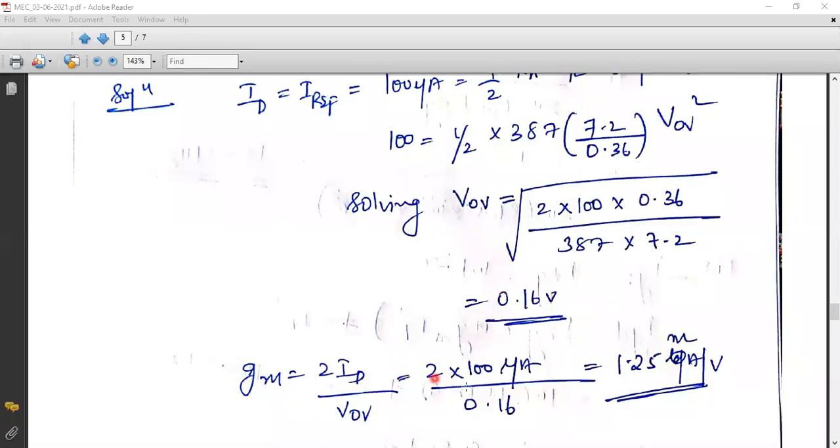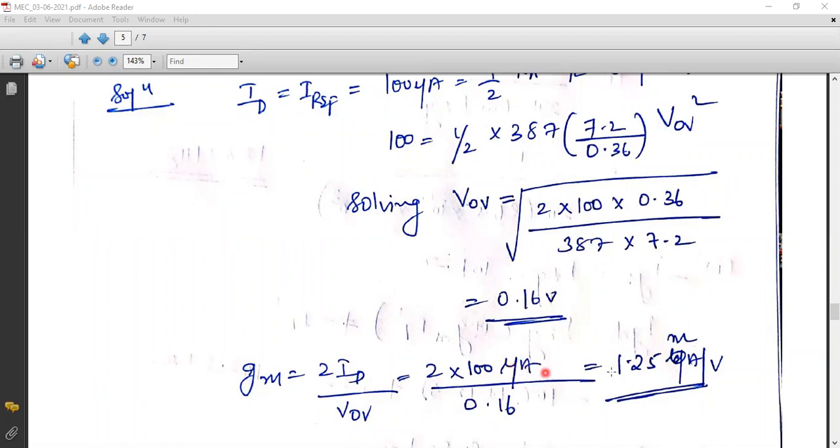So if you do this, what is the answer that you got, students? 2 into 100 divided by 0.16, that is 200 divided by 0.16. It is 1250, right? Isn't it 1250 microampere per volt?